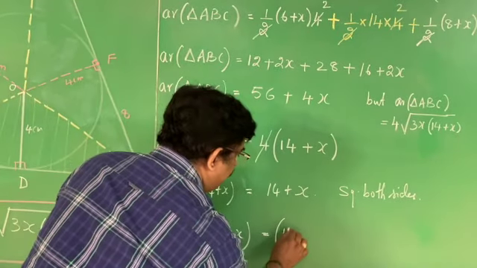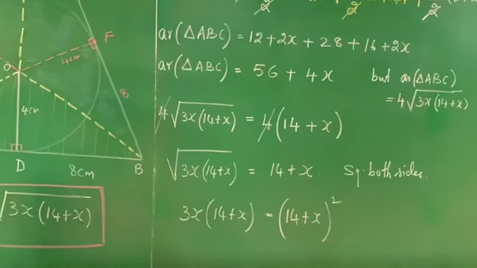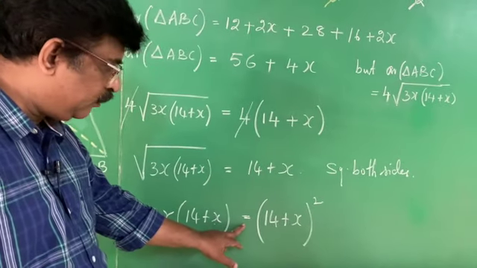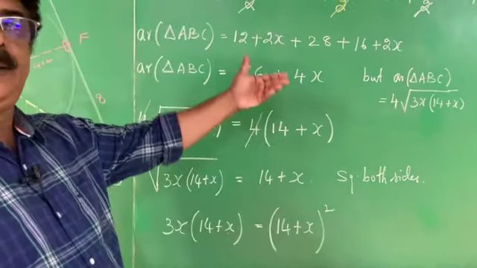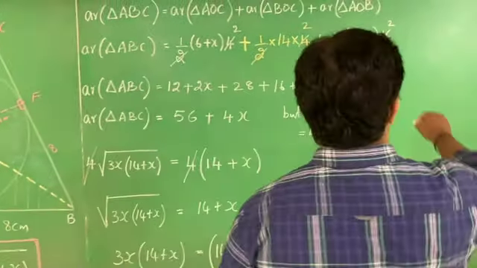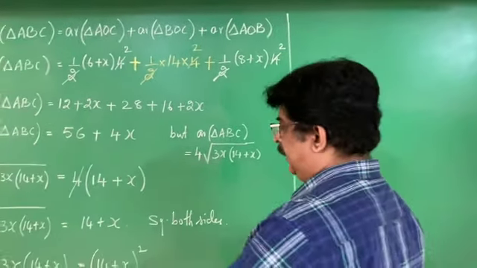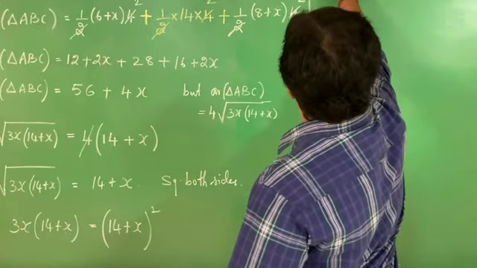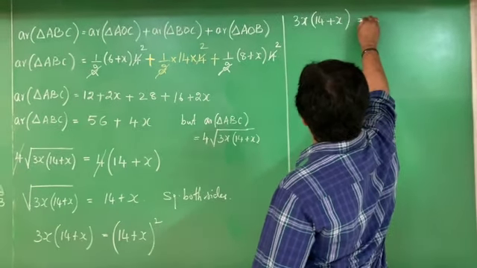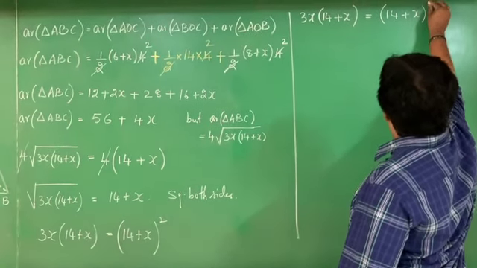But here you get a square. 14 plus x whole square. 3x of 14 plus x is equal to 14 plus x whole square. Now we have to solve this equation to get the value of x. I write it again. 3x of 14 plus x is equal to 14 plus x whole square. That is there, right?